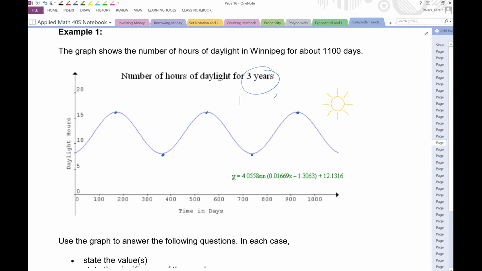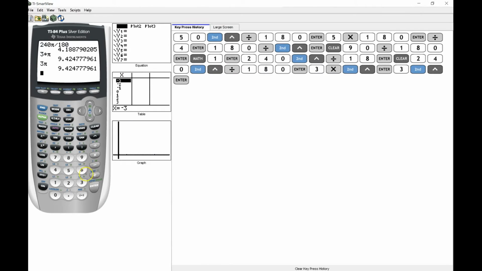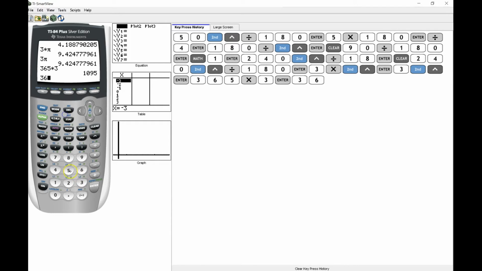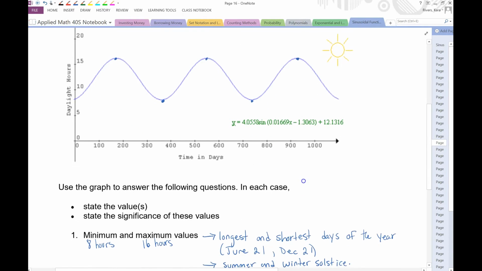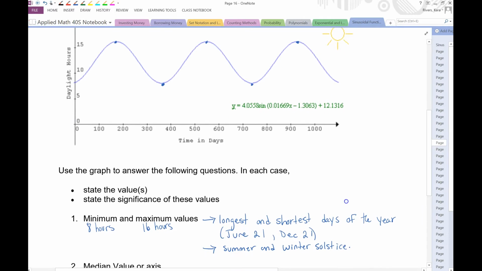So that's 1100 days, 3 years, 365 days for 1 year, times 3. That gives you 1095. So that's short of 3 years. And if we have 365.25, which is really what our year is, times 3, that's even closer. So that's what they're talking about in terms of the period, the 3-year time frame. And we can see our 3 summer and winter solstices, longest and shortest days of the year.